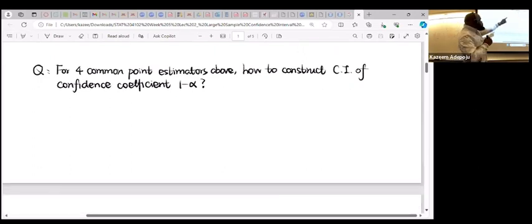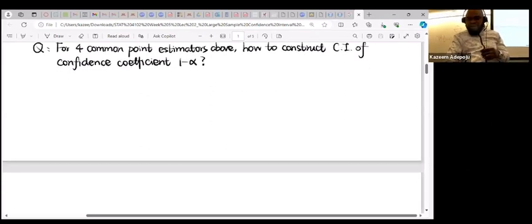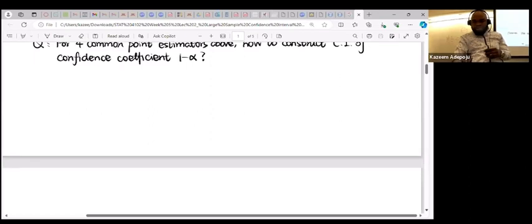For the 4 common point estimators that I showed you the other time, how can we construct a confidence interval with a given confidence coefficient? Whenever you want to construct a confidence interval, we always need to have a confidence coefficient. The confidence coefficient is more or less what level of confidence you want to tolerate. Do I want to tolerate a 95% level or something? Now, I want to show you how we construct it.